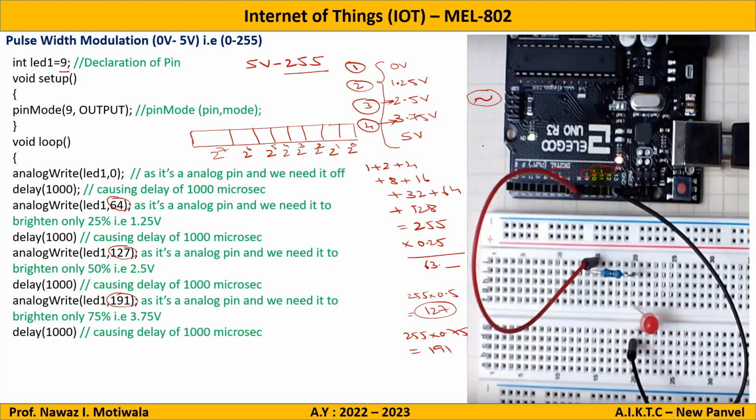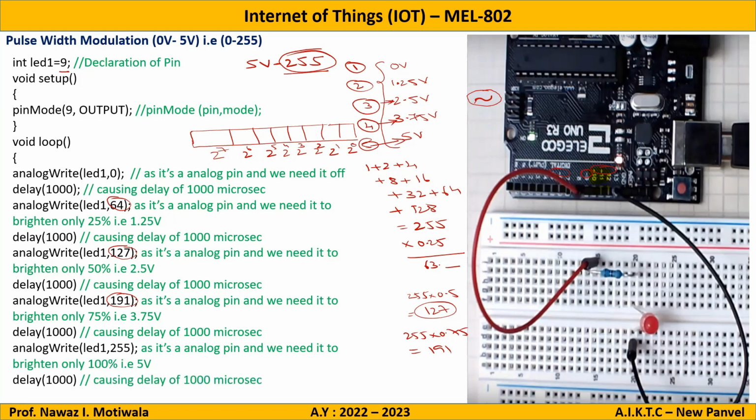And then finally I want 5 volt, that is 100%. So for 100% I will directly write 255. So here I will write analogWrite LED 1 255 and then again a delay, and then I will close the bracket. Now this entire cycle which is written in void loop will go on continuously. So with this program, the LED will glow in steps of brightness. So this completes the program.